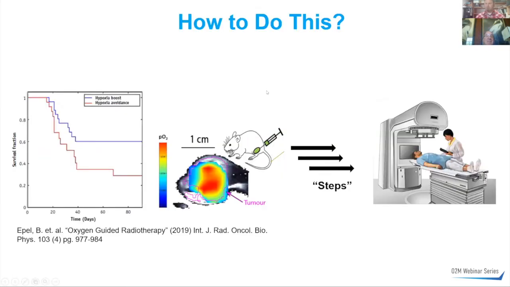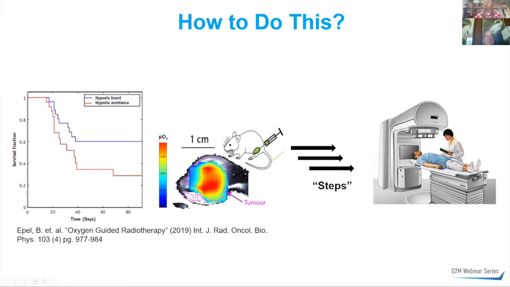Okay, so the main topic of this presentation, and probably one of the main topics of this whole webinar series, is how to do this. I've grabbed a plot of the survival fraction from the paper that Howard and Boris put together, oxygen-guided radiotherapy, where they showed that what the community has been trying to do for so long was possible. You can map the oxygen concentrations, identify a hypoxic region, and treat that hypoxic region with a higher radiation dose and see an improvement in the survival fraction with the blue line where the hypoxic boost was given, the higher radiation dose.